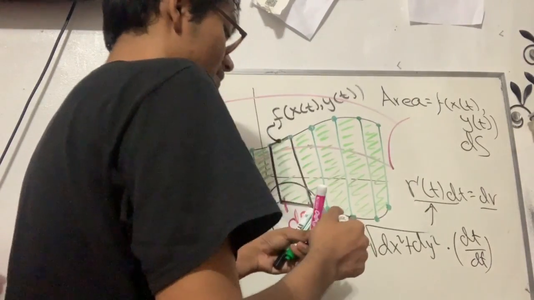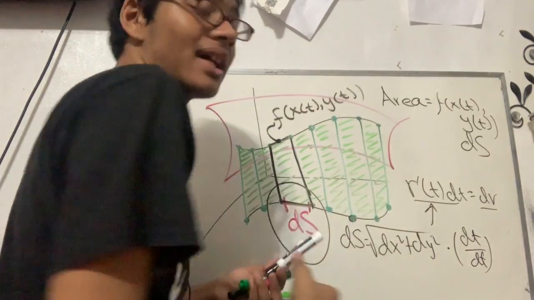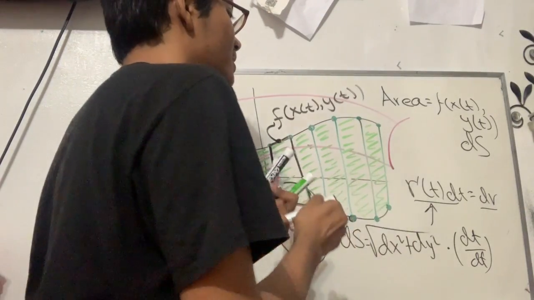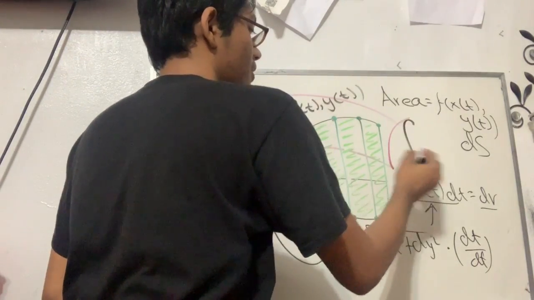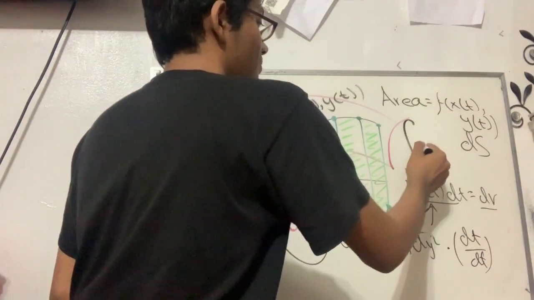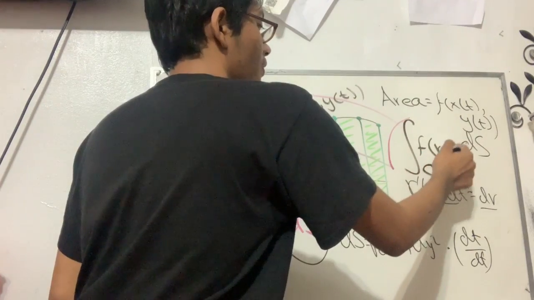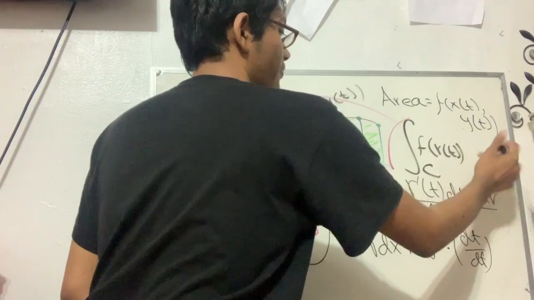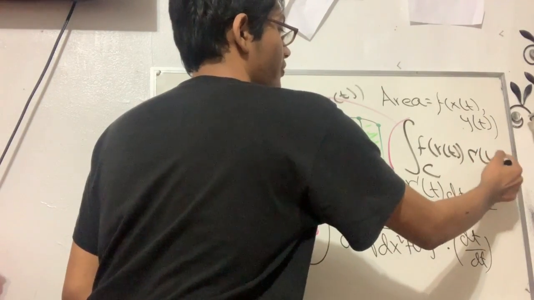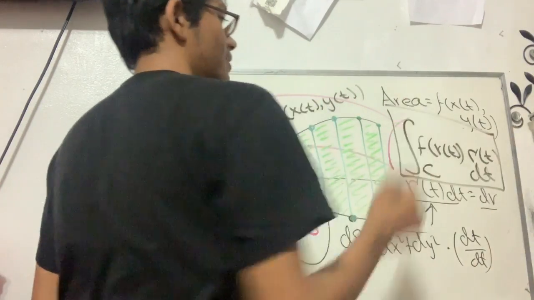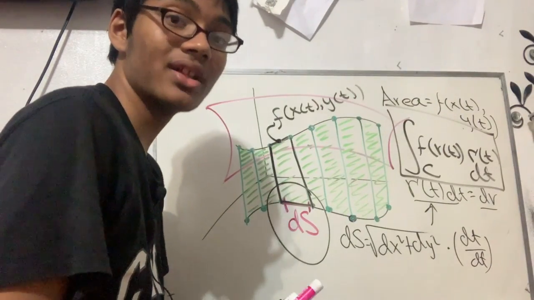So that means the area of all of these, I can take the summation and take the limit of that summation to finally get the following. The line integral over my path C is going to be f of r of t times r prime of t dt, folks. And that right there is the geometric definition of the line integral.